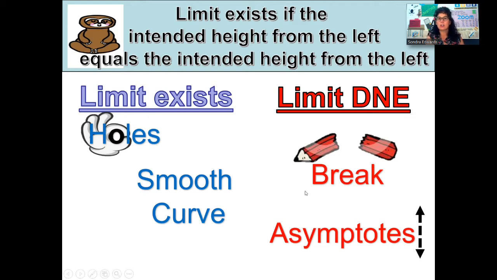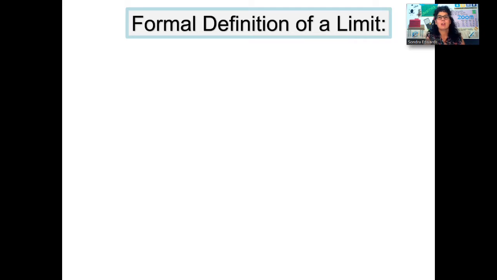But if you just look at the graph and you see at that x value there's a break in the graph or an asymptote, well, you immediately know that the limit does not exist. Well, on the AP exam, you can't say the limit does not exist because it breaks there or because there's an asymptote. You have to list out 3 steps. You have to explain the formal definition, and that's what we're going to be doing today. So let's get to the formal definition of a limit.